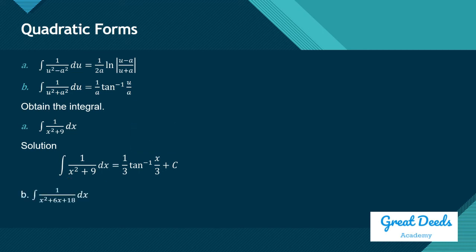How about this? The integral of 1 over x squared plus 6x plus 18 dx. When the terms are separated by the plus sign, the direction to go is here, because this is the sum of two squares. This one is the difference of two squares. So right away, you have some hints that this will bring you the arctan function.